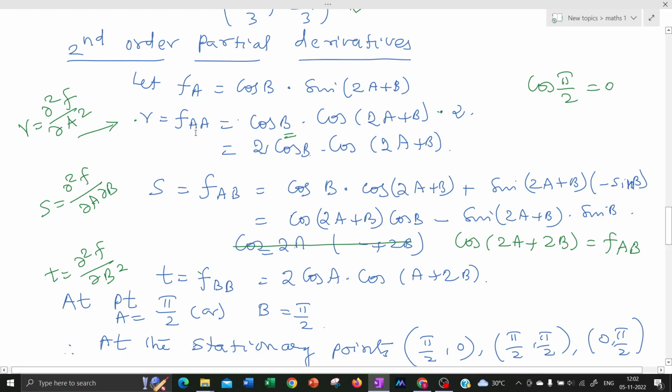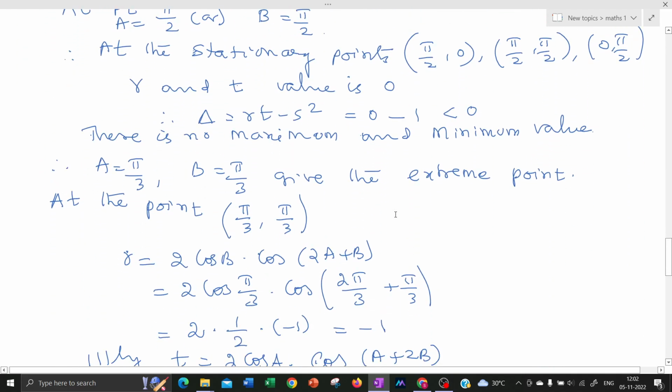So when r is 0 or t is 0, the value will be negative. That means delta value is negative. So delta is RT minus S square, that is less than 0. Therefore, there is no maximum or minimum value. So when a value is pi by 2 or b value is pi by 2, there is no extreme value. Therefore, we can go for only one point, a equal to pi by 3 and b equal to pi by 3. So a equal to pi by 3 and b equal to pi by 3 give the extreme point.